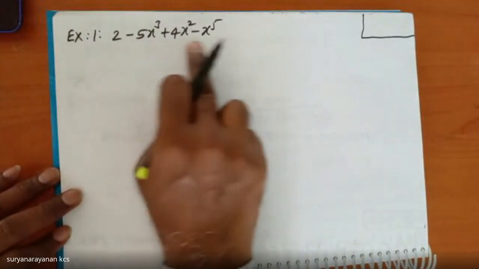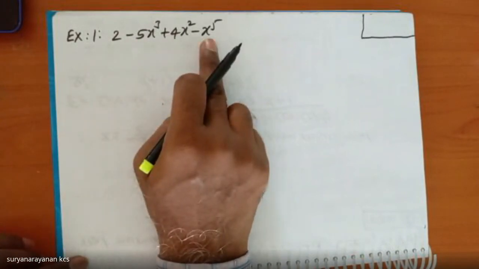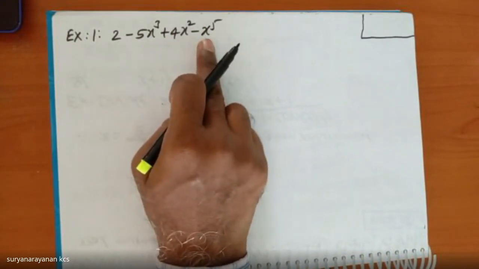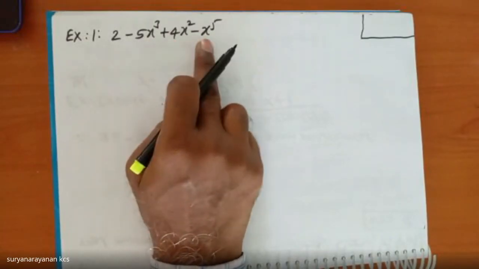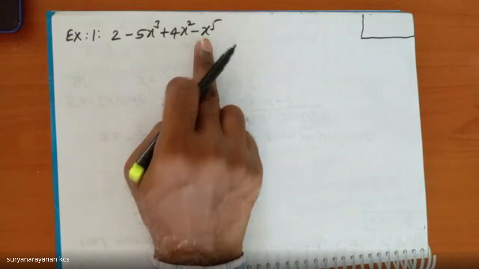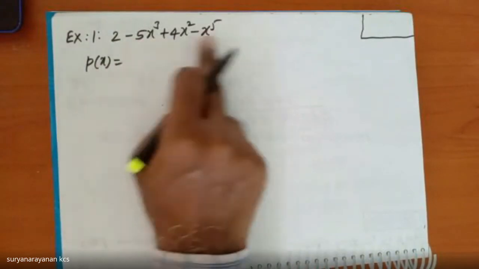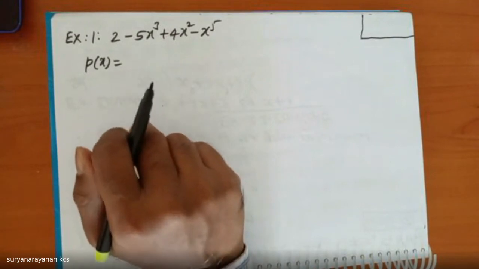Now I have given a polynomial. Are the terms of this polynomial arranged in the descending powers of x? No, sir. Now tell me the terms in the descending powers of x. Tell me the terms of this polynomial.